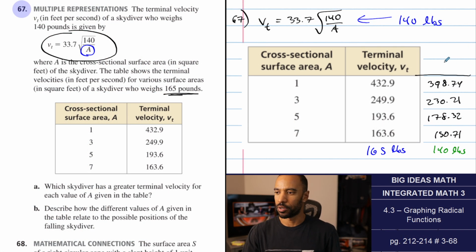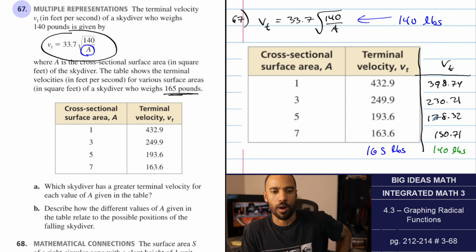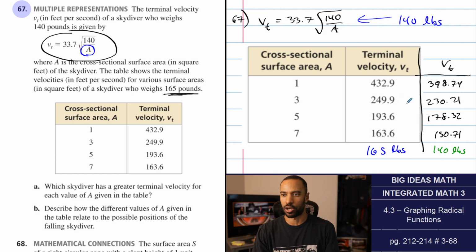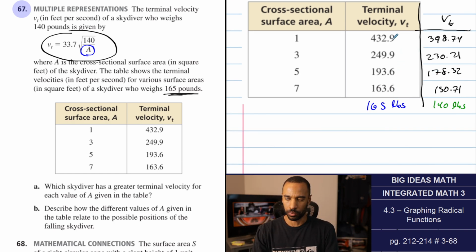So I need 398.74, 230.21, 178.32, and 150.71. Okay, so I got these numbers here. Hopefully you understand this is V sub t for the 140-pound folk there. So we're comparing each cross-sectional surface area. So I'm just going to write inequalities for these.